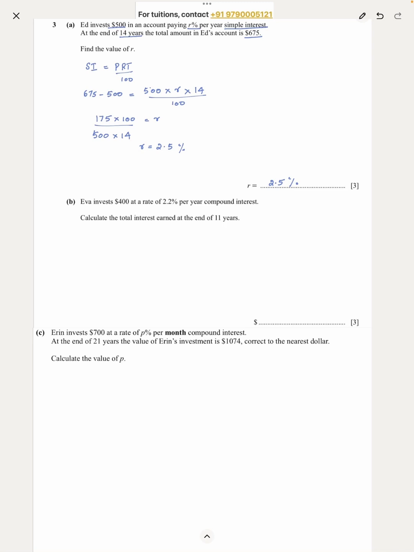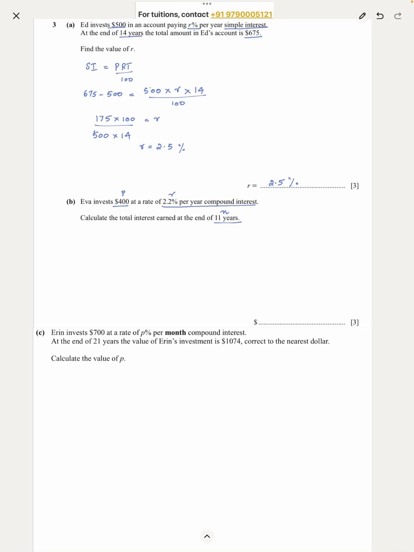Subdivision B. Eva invests $400 at a rate of 2.2% per year compound interest. Calculate the total interest earned at the end of 11 years. So principal given is 400. Rate of interest is 2.2. It is compound interest. And total years of investment is 11 years, that is N.